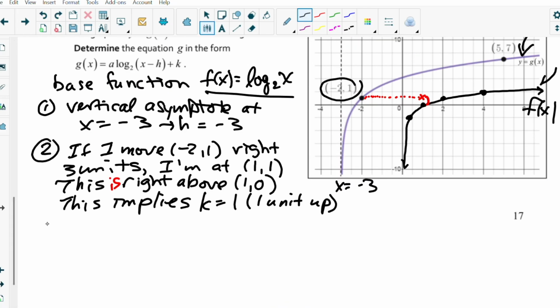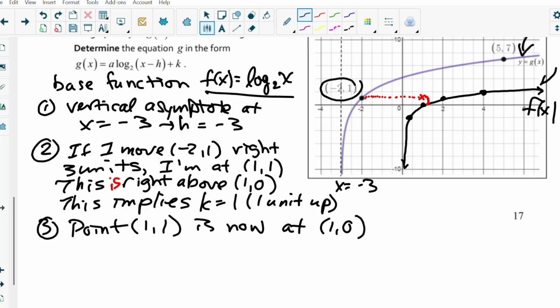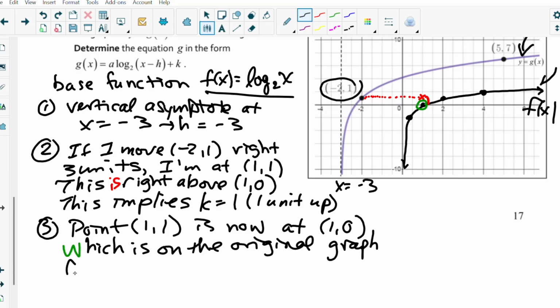Let's keep going. 3. Point 1, 1 is now at 1, 0. So we've now brought it all the way back to 1, 0, which is on the original graph f of x, okay, or the base function f of x.